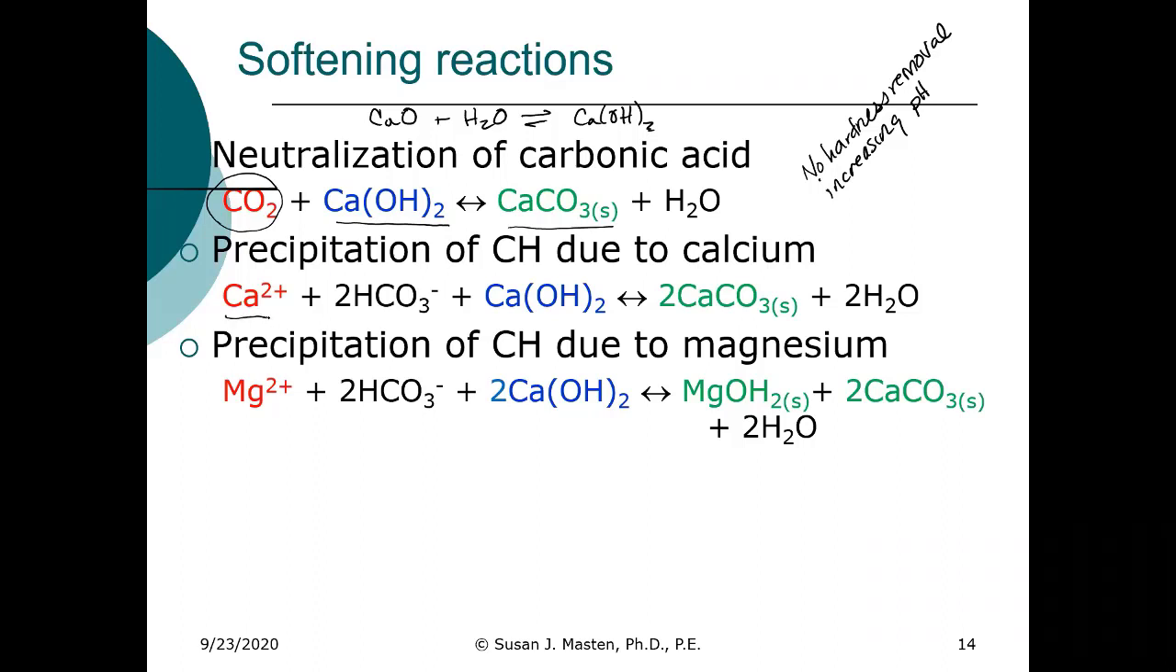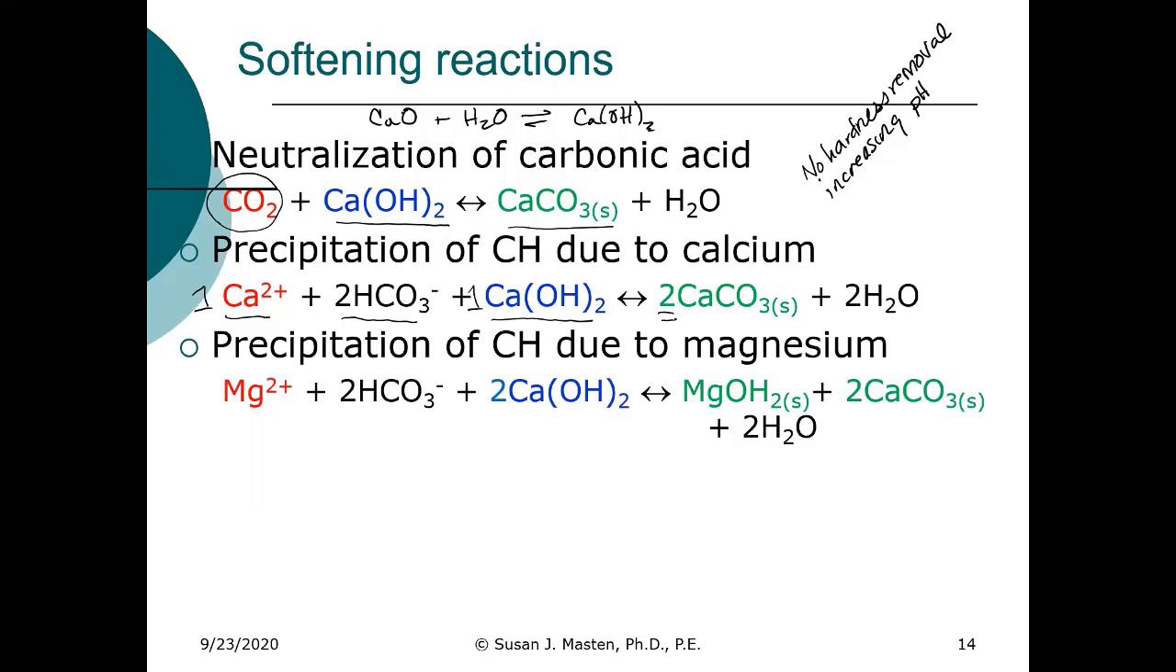So we're removing calcium. The second reaction is a precipitation of carbonate hardness due to calcium. So it's that calcium associated with bicarbonate. We add lime, and notice here, we're actually adding calcium to remove calcium. And it's a 1-to-1 stoichiometry. So for every 1 mole of calcium we remove, we need 1 mole of lime. But we produce 2 moles of sludge. So we produce a significant amount of sludge from this reaction.